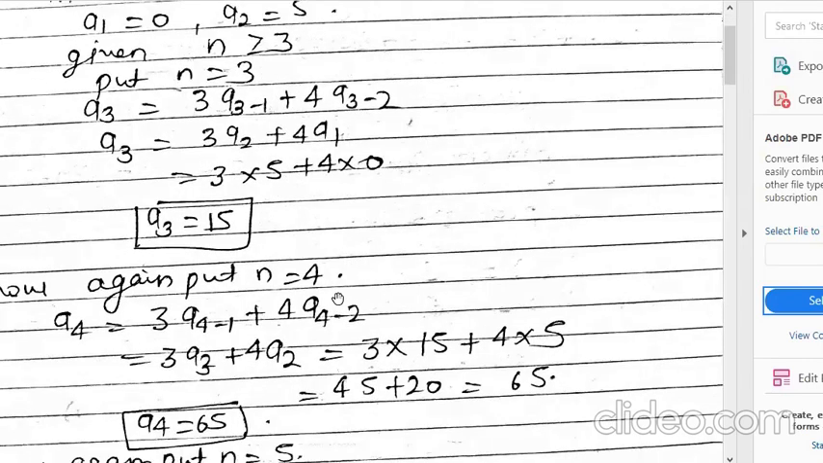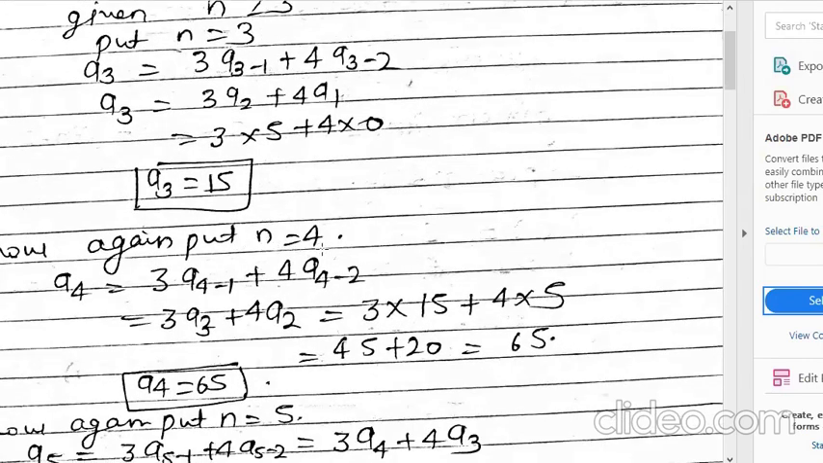Next, put n equal to 4. You will get a4 is equal to 3a_(4-1) plus 4a_(4-2), so 3a3 plus 4a2. Just write the values here, and your answer is 65. So a4 is equal to 65. This is your second term.